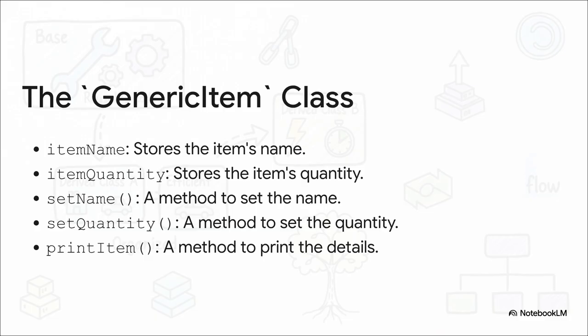Okay, first things first. We need a basic blueprint for any item in our store. Let's call it generic item. It's super straightforward. It has a place for the item's name and its quantity. And of course, it has methods to set those values and print them out. Simple, effective, it's perfect for most things on the shelf.